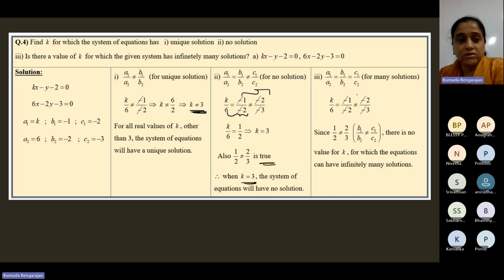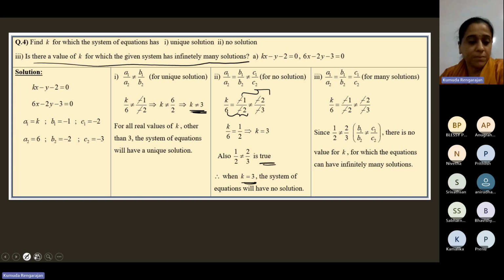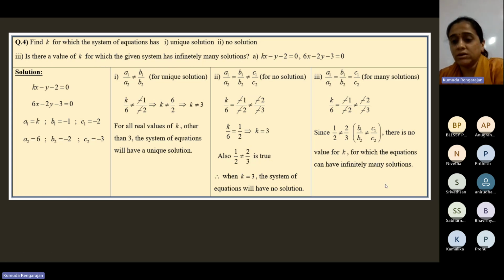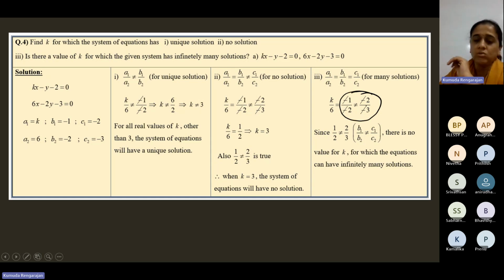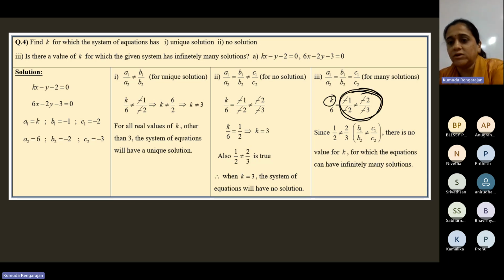Now, the question is: is there any value for k for which the given system of equations has infinitely many solutions? Is there any value? So when you substitute, you see here 1 by 2 is not equal to 2 by 3. Now, where is k? K is here. Now, whatever be the value of k, this is false, right? 1 by 2 is not equal to 2 by 3. That is true, right? I'm sorry.